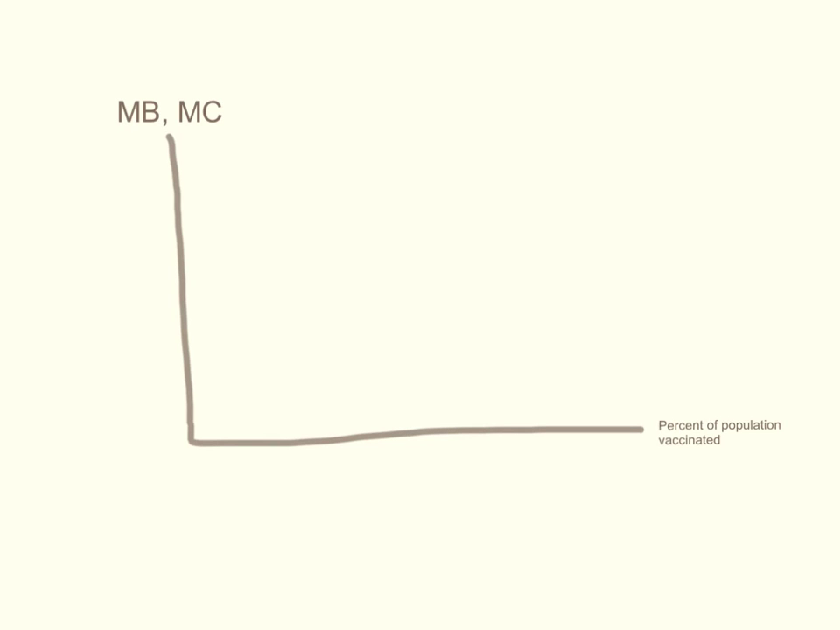To illustrate this example, we start with our two-dimensional graph with, on the x-axis, the percentage of the population being vaccinated, and on the y-axis, the marginal benefit and the marginal cost of each additional percentage of the population that's vaccinated. Okay, so the x-axis is going from 0% up to 100%.